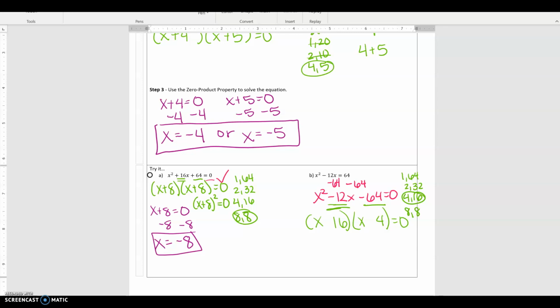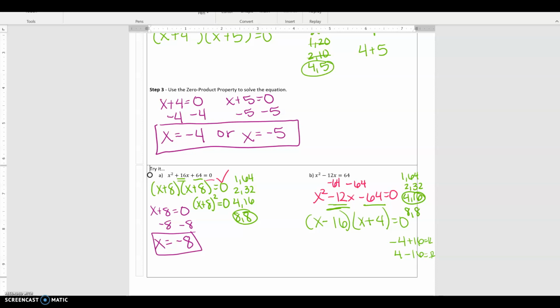To get a negative 64 when we multiply, we need one negative and one positive. So we either need negative 4 plus 16, or we need positive 4 minus 16. And so then how can we get that to a negative 12? Well, this would equal positive 12, and this would equal negative 12. So we want a positive 4 and a negative 16.